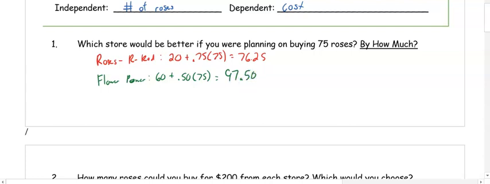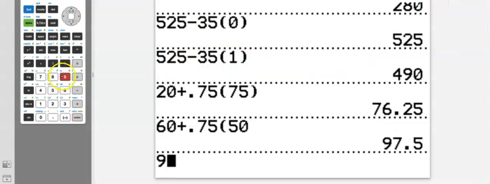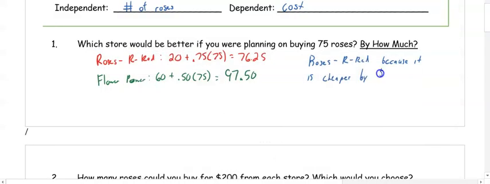$97.50. So if we're looking to buy 75 roses, Roses Are Red is going to be cheaper. So we would want to buy from Roses Are Red because it's cheaper. And then we're going to subtract our costs. So $97.50 minus $76.25. So it's going to be cheaper by $21.25.